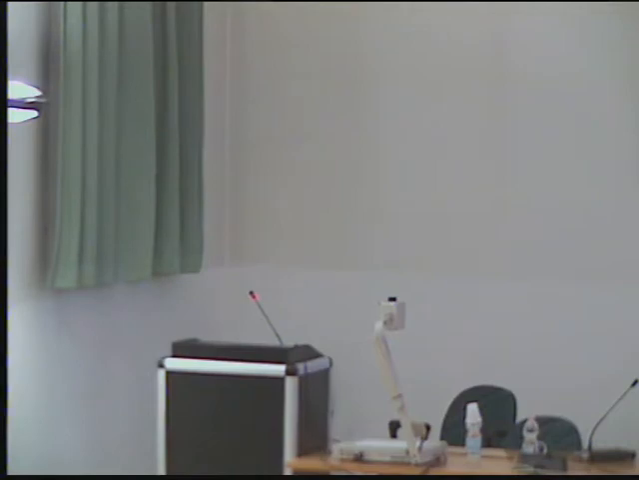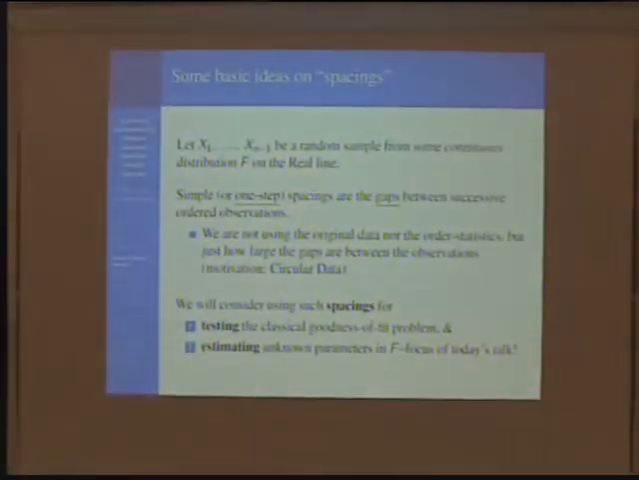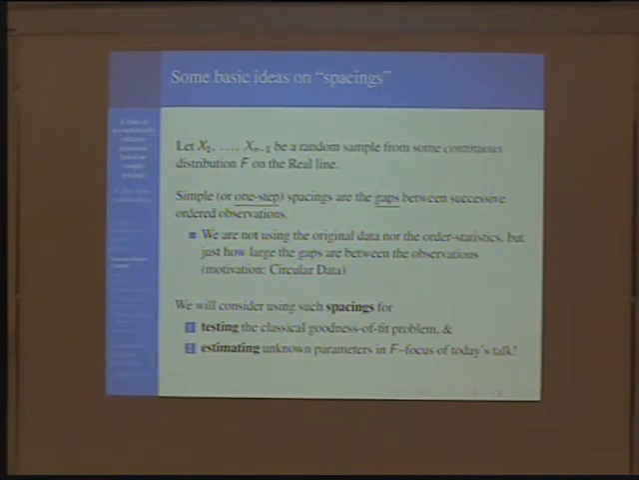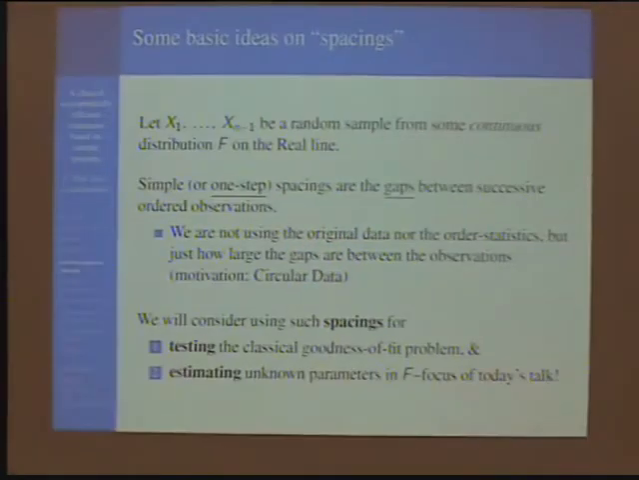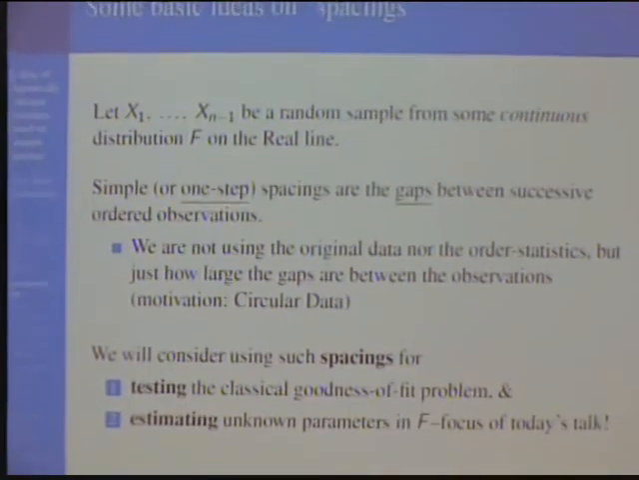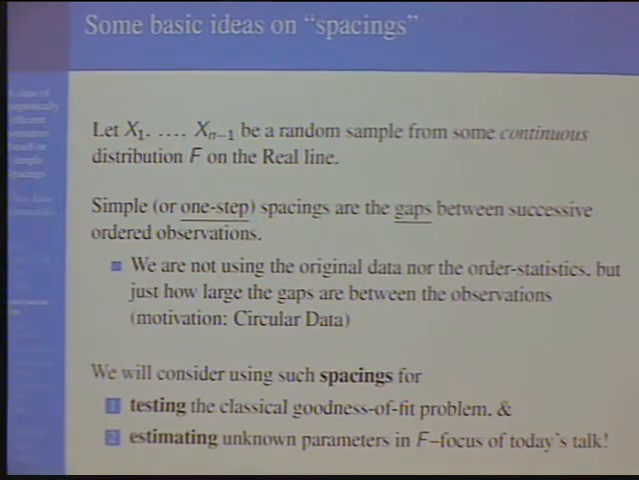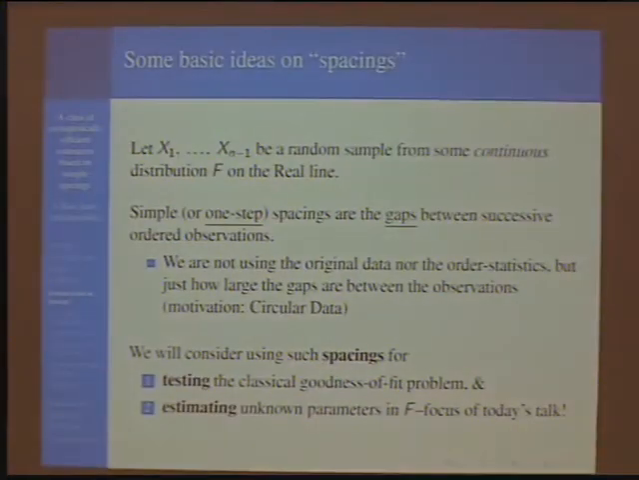this. Okay. So you see, I start with n-1 observations on the real line, from a continuous distribution, and then I look at what are called simple one-step spacings. I'll increase that 1 to a larger number later. These are just the gaps between successive observations, and they play a crucial role in terms of directional data, about which we had heard two talks yesterday.